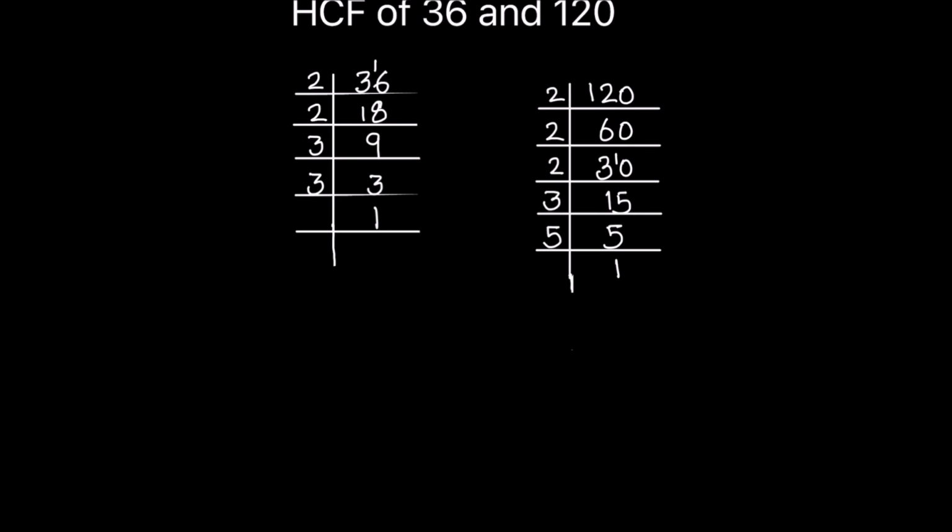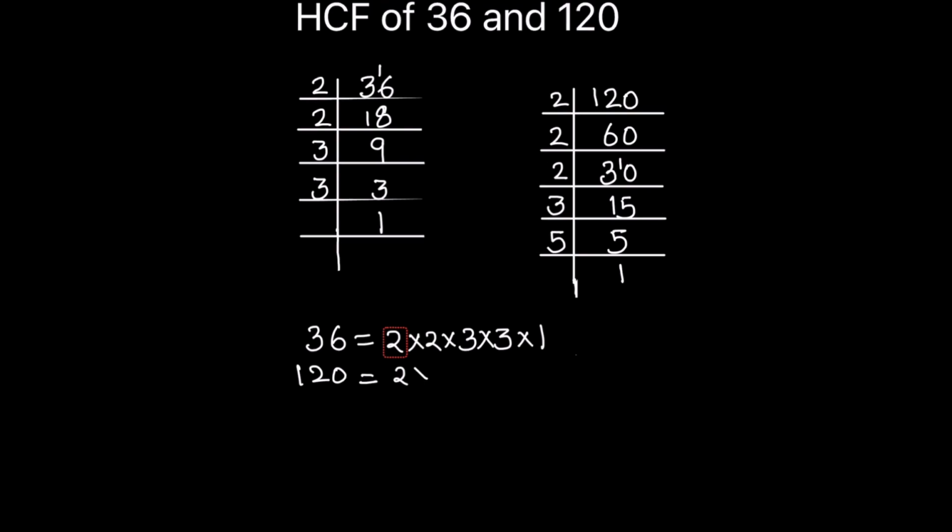So both the numbers are fully divided. Let's write the factors of the numbers and find the common factors to find the HCF. So the factors of 36 are 2 times 2 times 3 times 3 times 1. And factors of 120 are 2 times 2 times 2 times 3 times 5 times 1.